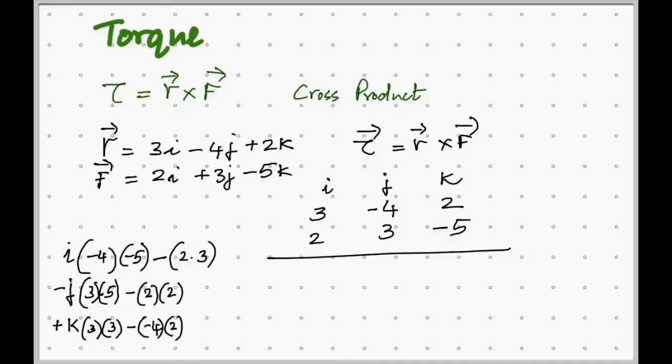So which gives you, tell me quickly, this is 20 minus 6, 14i. And then this is what? Minus 15 and minus 4, minus 19. So but plus 19j. And here's 9 plus 6, 15? No, 9 plus 8, 17. Isn't that 17 plus 17k? Yeah? And decorate it by putting those caps. There you go. That is the torque.